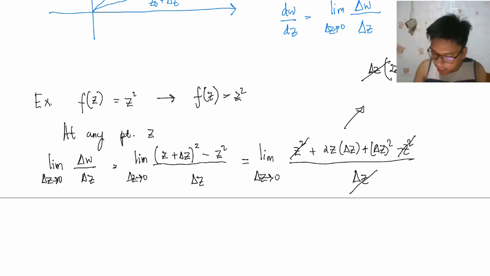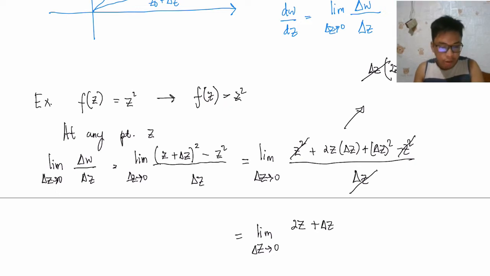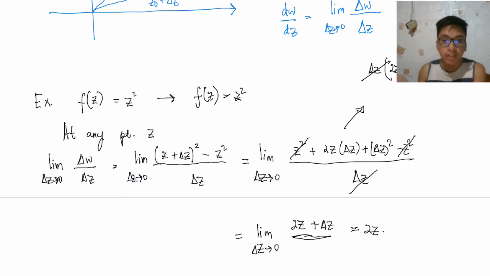So therefore this will be cancelled, and what you'll have is the limit of 2z plus delta z as delta z approaches 0. Now, if you observe, this is already a linear function in terms of the variable delta z. We've done this in the previous video on how to get the limit for this. So you end up having 2z. That's the derivative of the function f of z equals z squared.